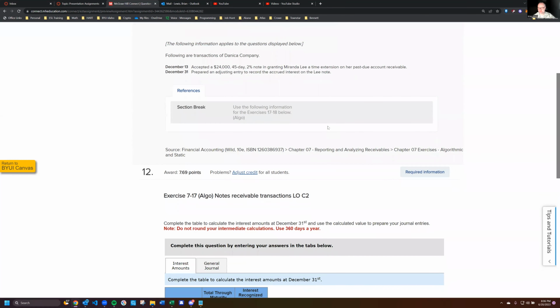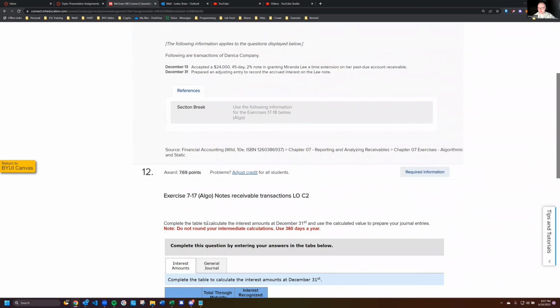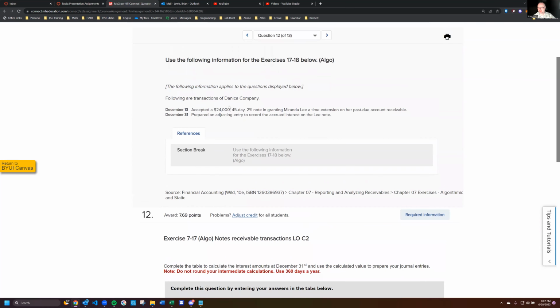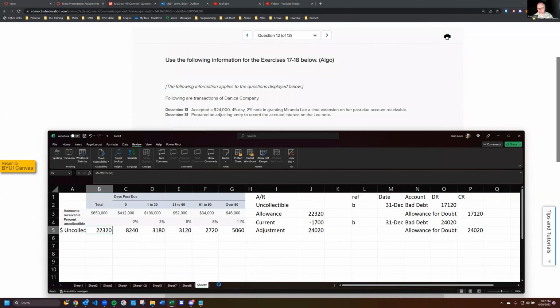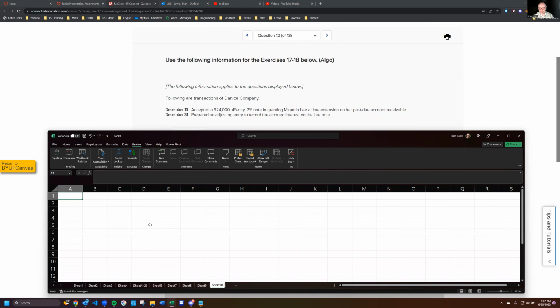Net notes receivable transactions. Complete the table to calculate the interest amounts. Oh, okay. Interesting. Let's see what this does. Okay. Here we go. I'm just going to assume I know what the question is going to be.